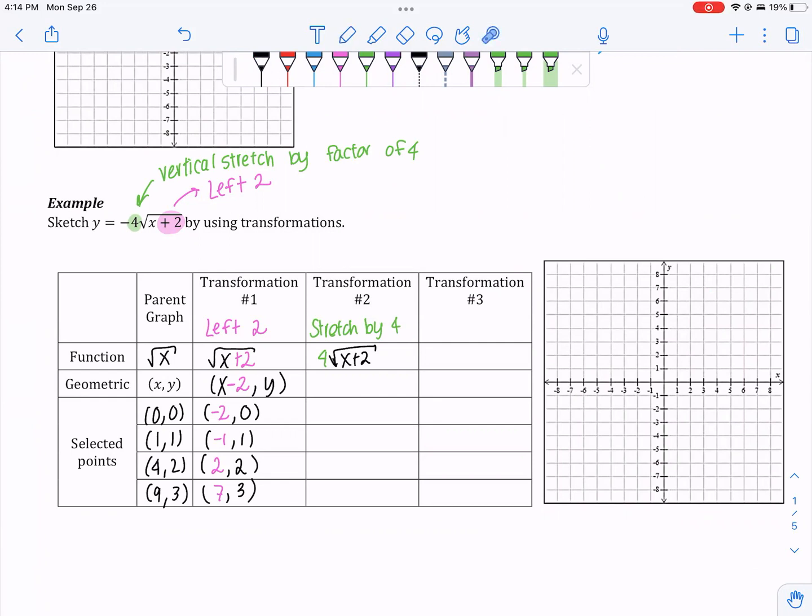What is happening here is we are taking these values from our first transformation and we are multiplying the y values by 4. So the x values will stay the same. The y values will be multiplied by 4. I am leaving all the x values the same from the previous column. 0 times 4 is 0. 1 times 4 is 4. 2 times 4 is 8. 3 times 4 is 12.